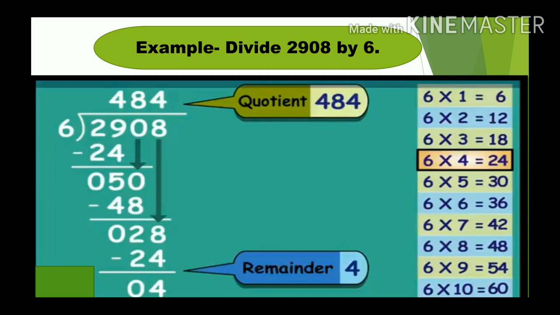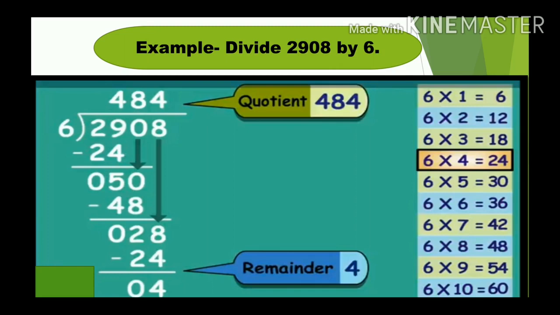Now again count the table of 6. So here you can see in this table 6 8s are 48, which is less than 50. So it will be subtracted. After that we have to subtract 50 minus 48. So we get 2, and again we have to drop 8. So it will become 28.